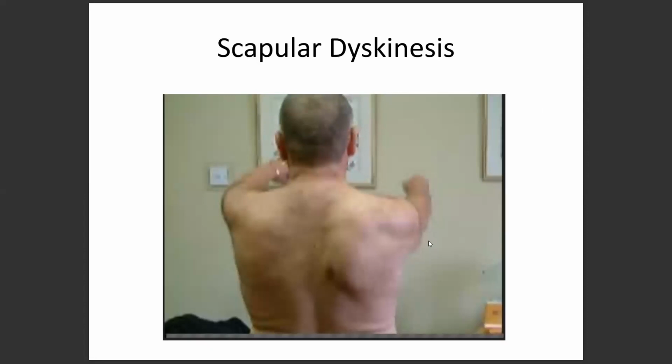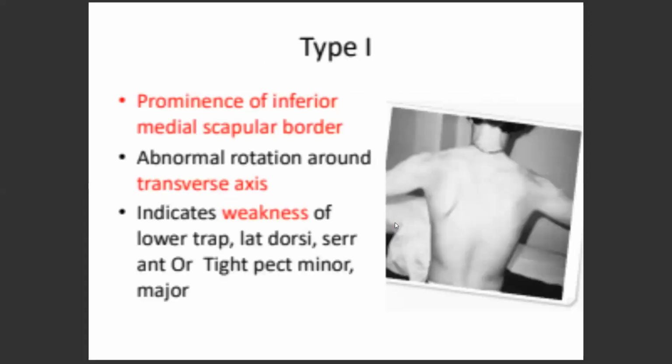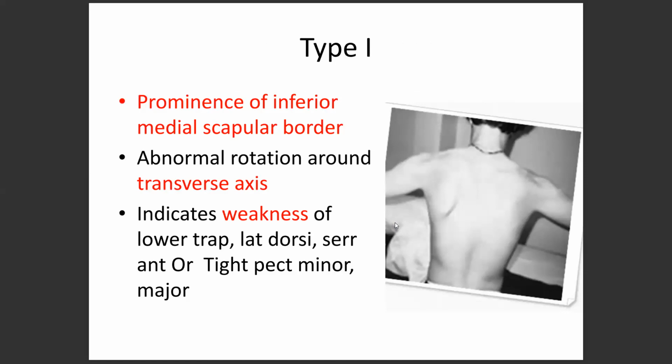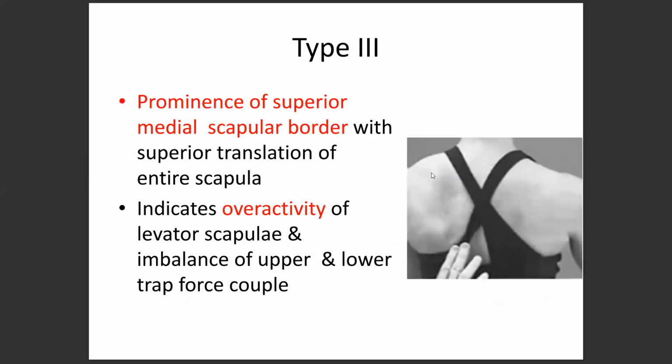This is that scapular dyskinesia. We can see here there is some prominency and winging of the scapula, and we also see that there is asymmetry of the shoulder as well. So on the basis of different prominence of the different parts of the scapula, the scapular dyskinesia can be divided into type 1, type 2, type 3.